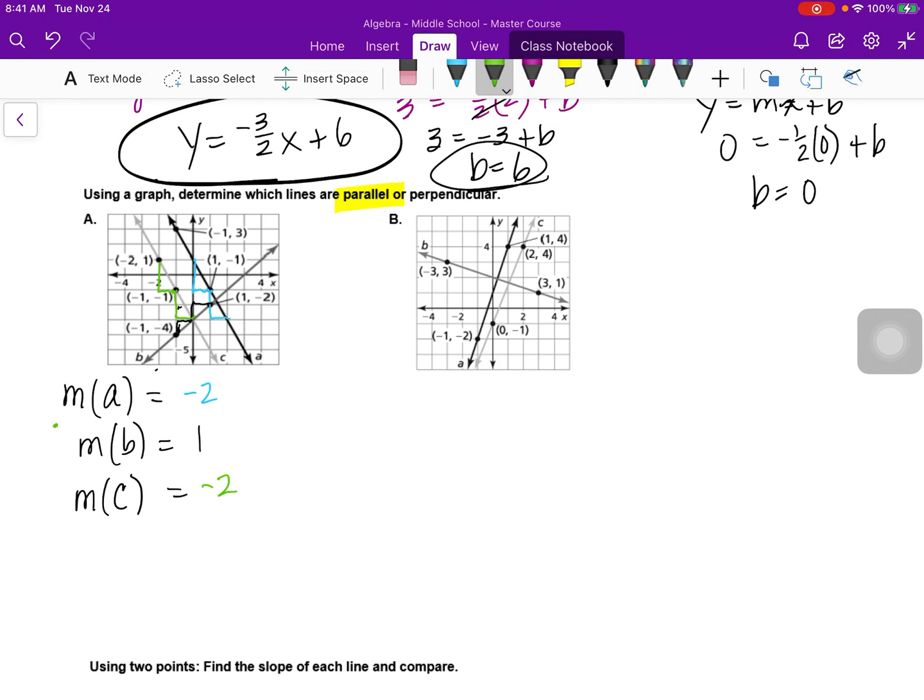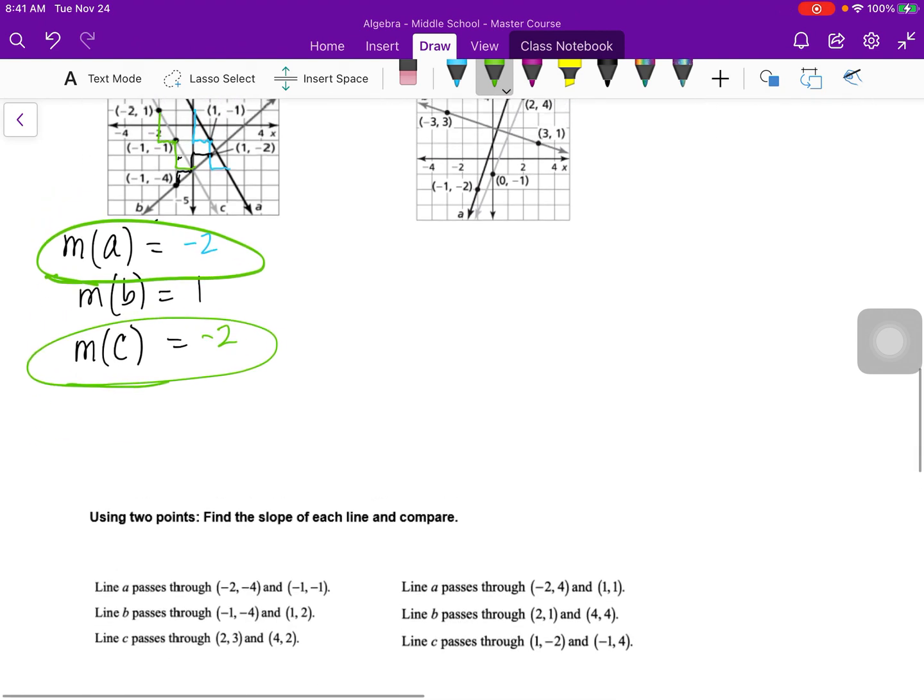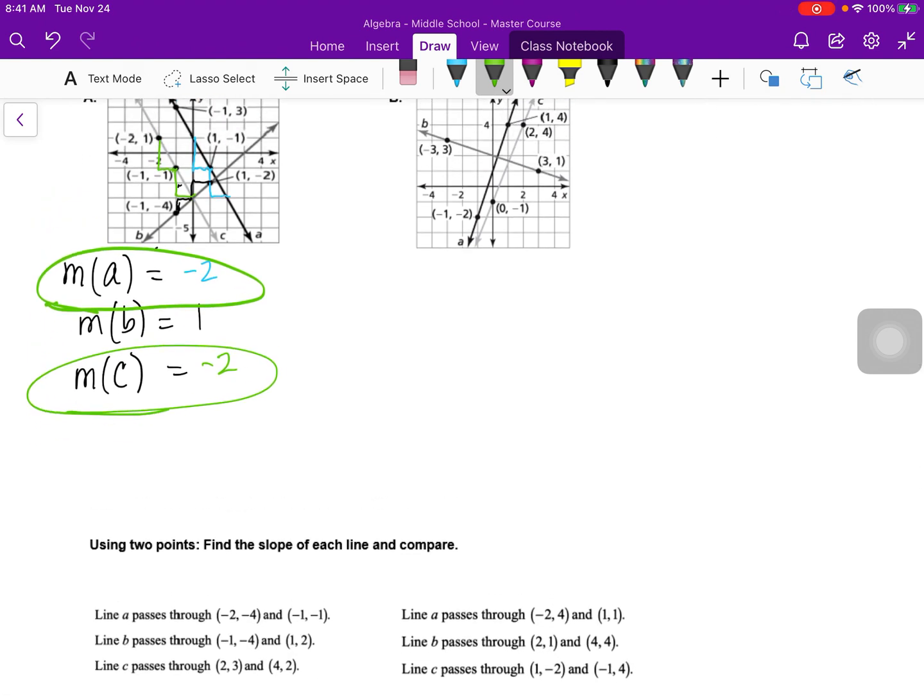So it looks like line A and line C have slopes that are exactly the same. So I would say line A is parallel, and you can use that symbol, to line C.